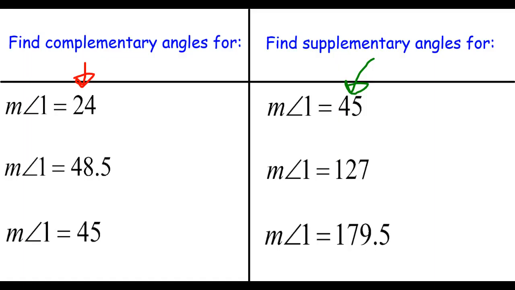So I'm going to ask you to pause the video. We're going to do a few problems here to make sure that you understand what we're talking about with calculations. You're going to find a complementary angle for these three angles on the left. That is, find another angle where that angle that's given plus the new angle are equal to 90 degrees. And for the angles on the right, with the green star, you're going to find the angle that would be added to 45 degrees, to 127 degrees, or to 179.5 degrees to create 180 degrees or a straight angle. So go ahead, pause the video, work out those calculations, and come back when you are ready to move on.